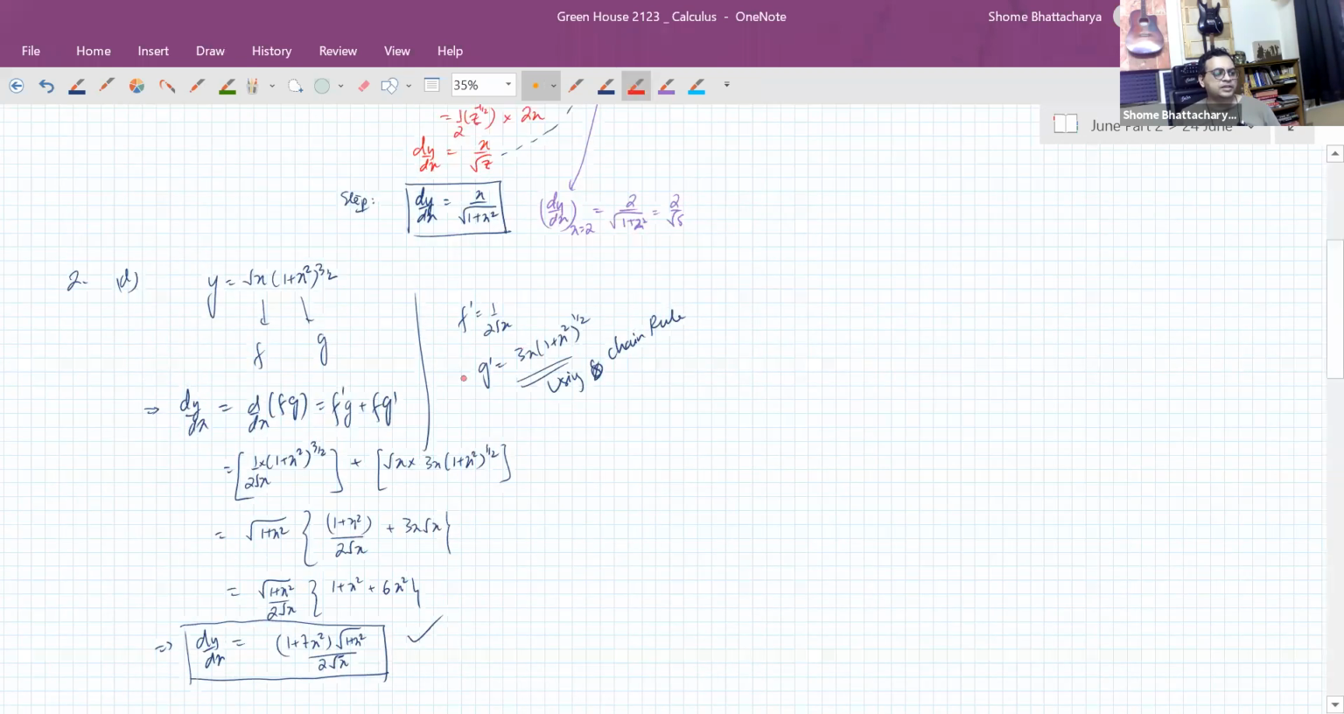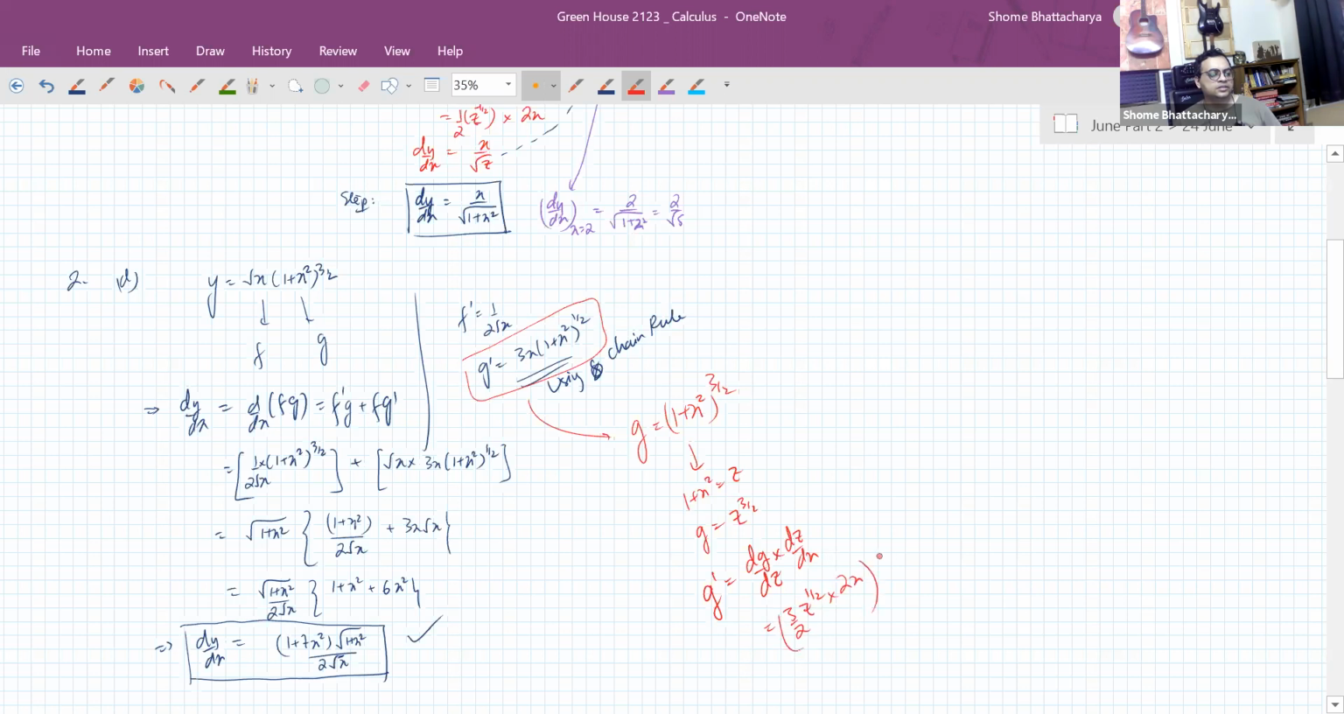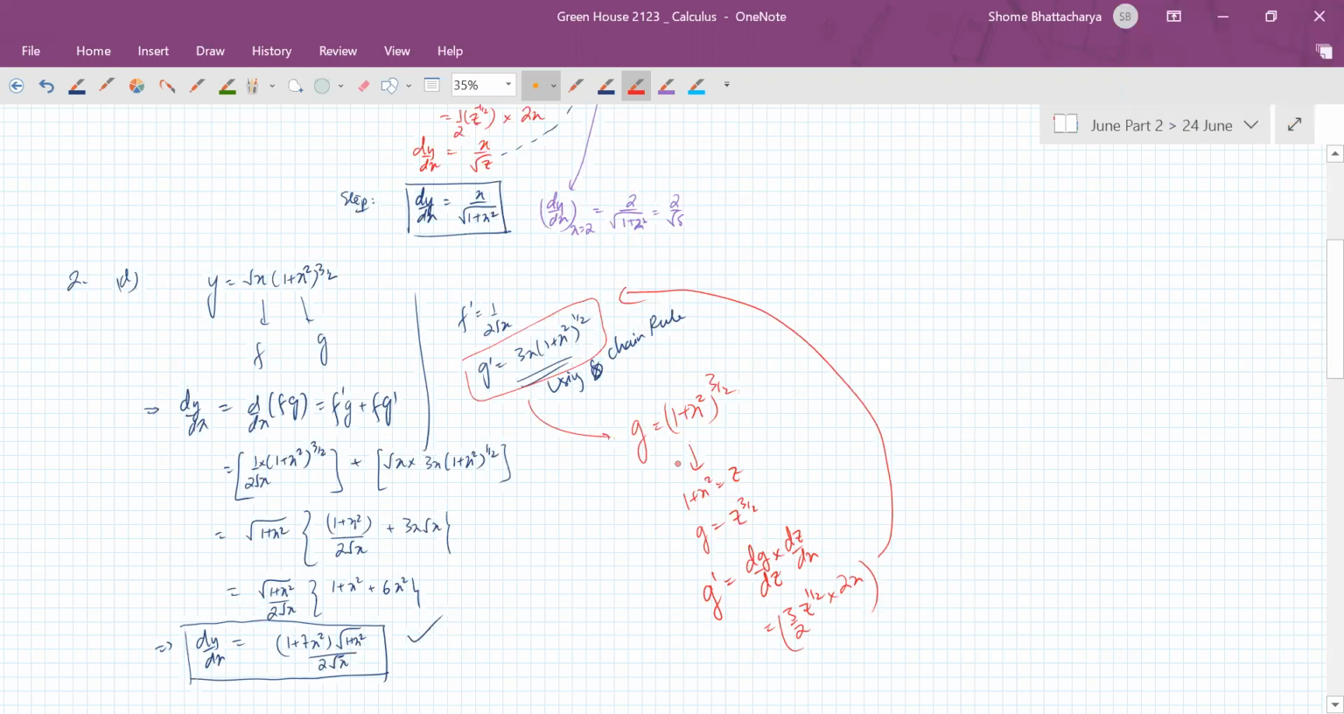So here I have not given this part in detail. This is how we got this. G is 1 plus x square to the power 3 by 2. So in this we substitute 1 plus x square as z. So G becomes z to the power 3 by 2. And then you use the chain rule. The derivative of G becomes 3 by 2 z to the power half into dz by dt, which is 2x. So when you resubstitute that, you get this. Okay, sir. Thank you.